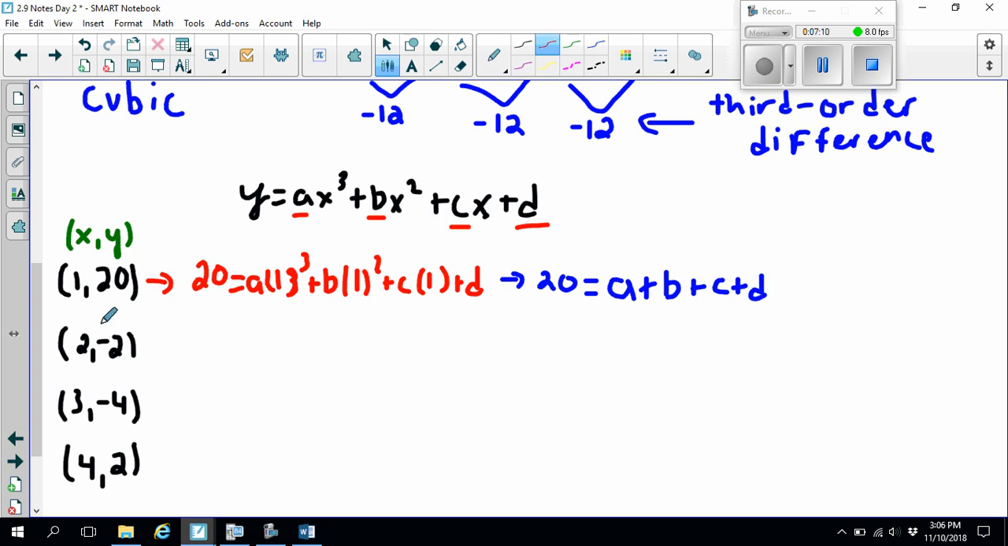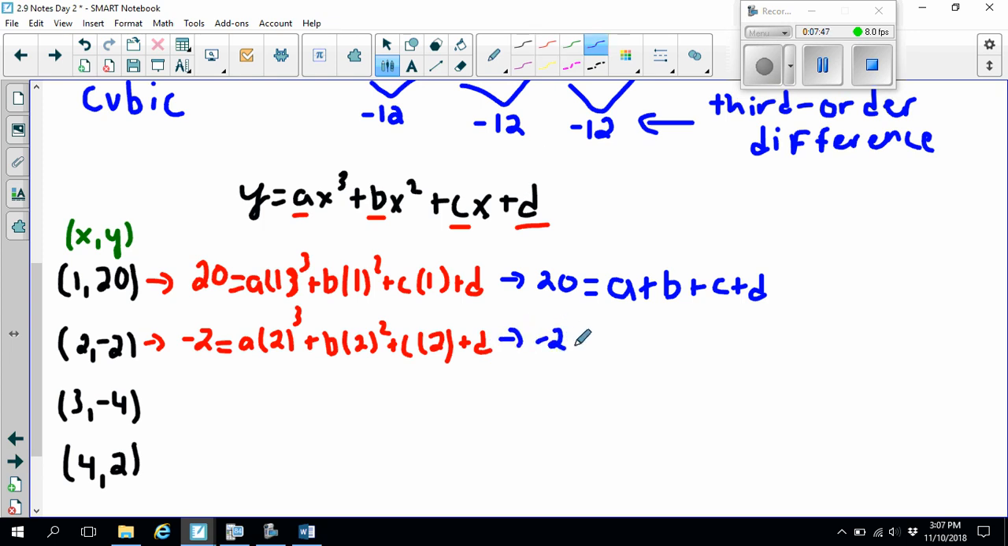Now we're going to do the same thing for each of these points. We plug our y into y, and then plug our x into each x spot. On the second one, we have -2 as our y value. Then we have a times 2 to the third, then plus b times 2 to the second, plus c times 2, and then plus d.